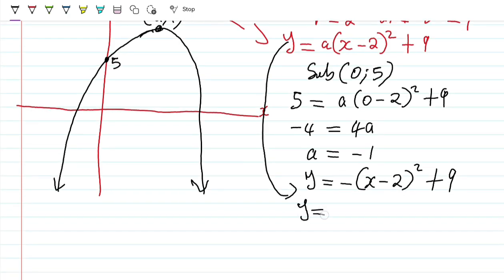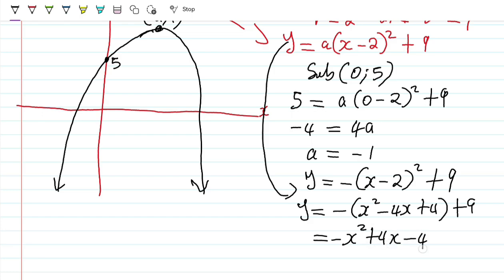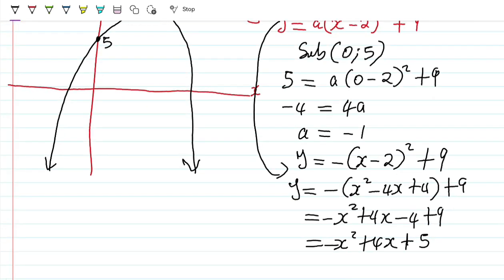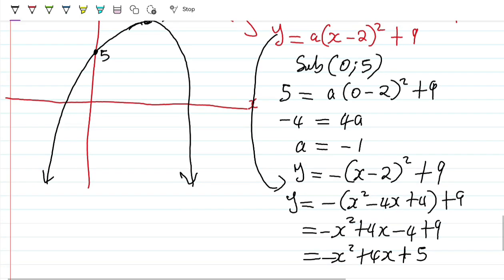Then y equals negative into (x squared minus 4x plus 4), and then plus 9. So here we are going to have negative x squared plus 4x minus 4 plus 9. The final answer will be negative x squared plus 4x, and minus 4 plus 9 gives us plus 5. So this is how we can find the equation of a parabola when we are given a turning point and another point.